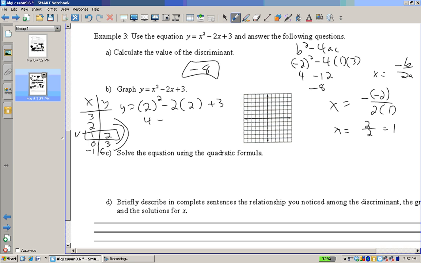2 squared is 4 minus 4 plus 3. 0 plus 3 is 3. And we have 6 here. And let's see how that works out. 3, 6. 2, 3. 1, 2. 0, 3. Negative 1, 6.